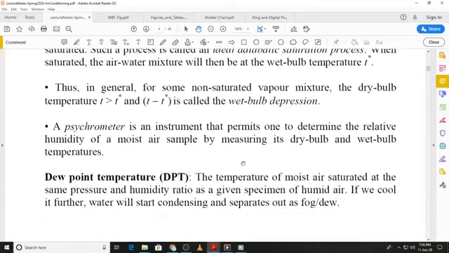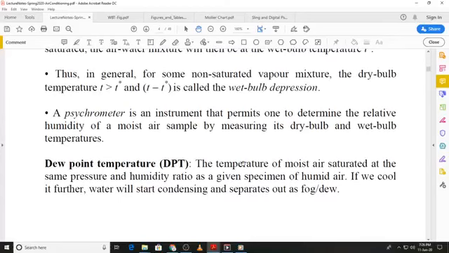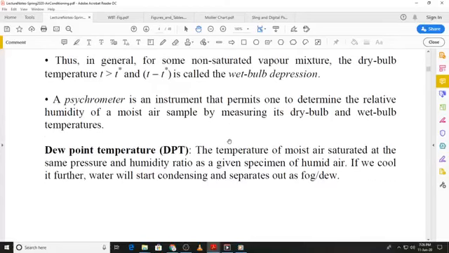Practically, we wouldn't have a huge instrument. It becomes impractical to have an infinitely long, very large instrument to measure the wet bulb temperature. But there are instruments using which we can find out the wet bulb temperature, and that instrument is known as a psychrometer. And I will show you two commonly used types of psychrometer.